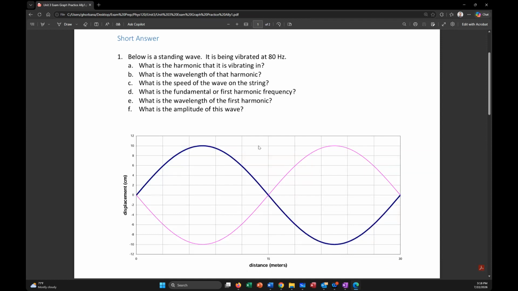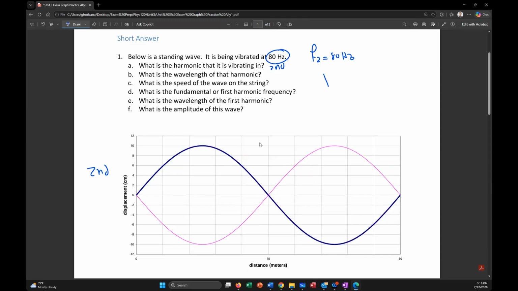Now we are in this problem. First of all, tell me which harmonic this is. 1 loop, 2 loop. This is a second harmonic. There you go. That's it. Below is a standing wave. It's being vibrated at 80 hertz. It means that F2 is 80 hertz. What harmonic is vibrating? Second.